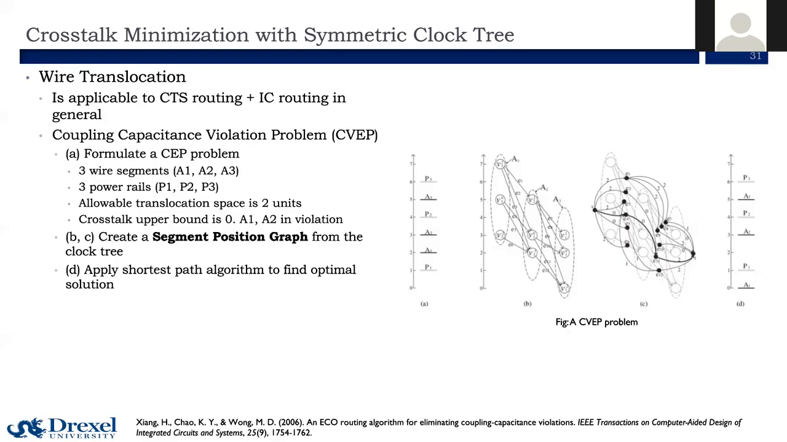This configuration is converted into a segment positioning graph, and we apply a shortest path algorithm here to find an optimal solution. And the optimal solution looks something like this, where A1 has been translocated from position 2 to position 0, which creates additional space between A1 and A2, thus effectively reducing crosstalk within the circuit.